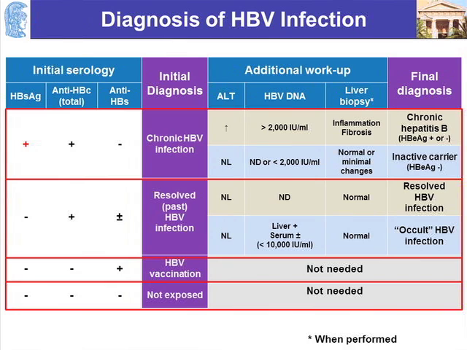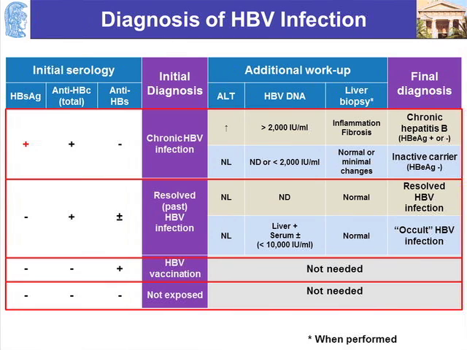I'll try to make it simple, although it doesn't look like one. The first thing you have to check always is the hepatitis surface antigen. You always check for core and anti-S. If you have the surface antigen, that means you have a chronic infection.